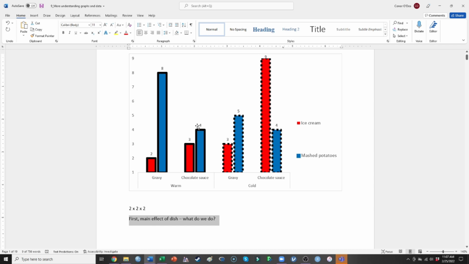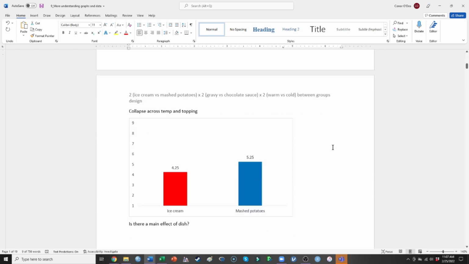So we're going to collapse the red bars together here because that signifies ice cream. Then we're going to collapse the blue bars together and that would signify mashed potatoes. I've done that on the next graph here.